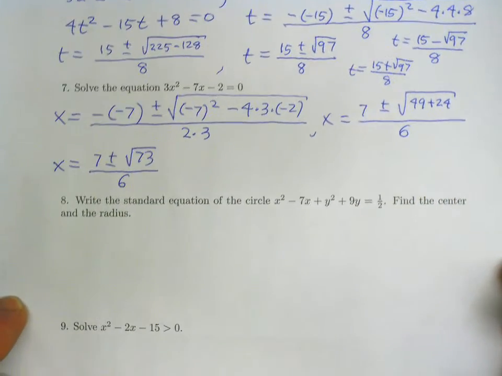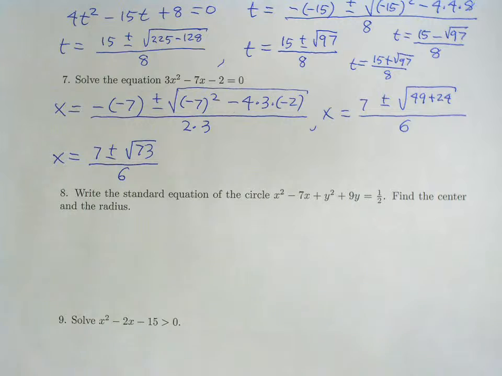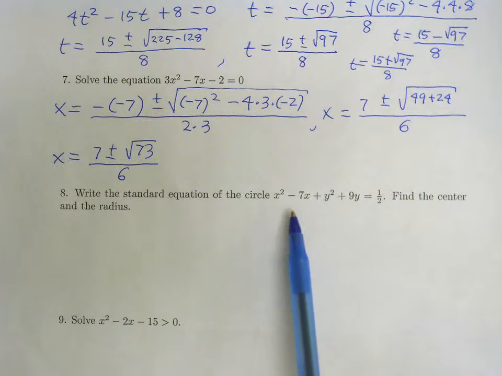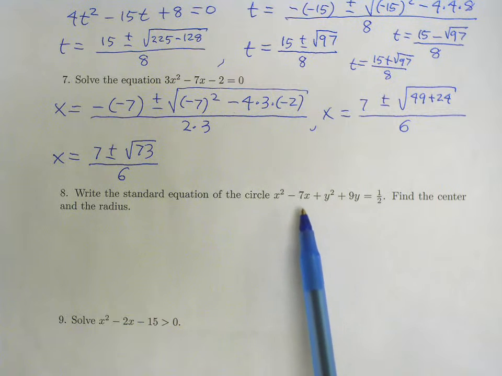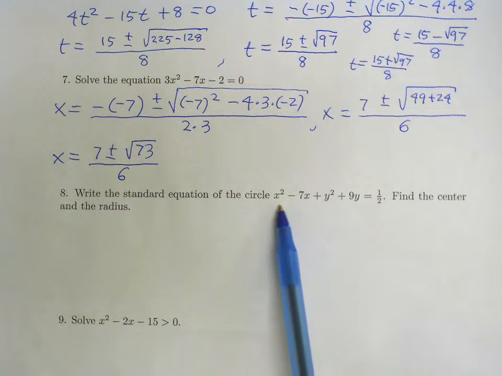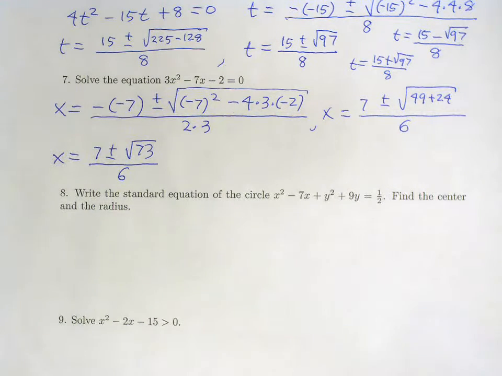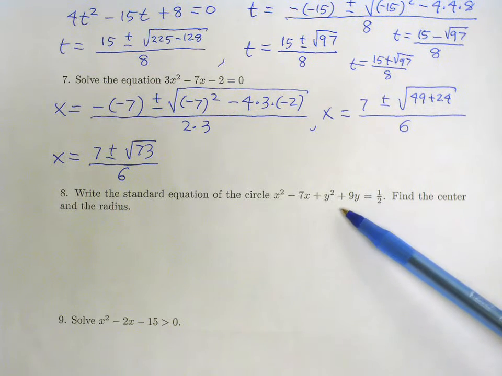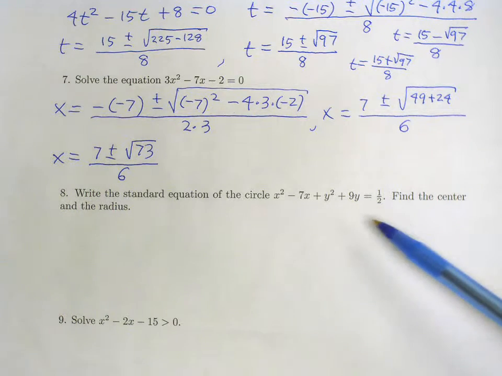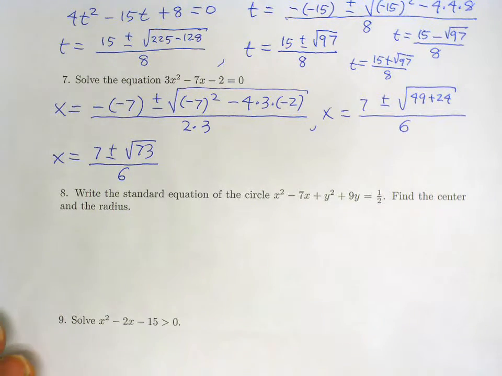In problem 8, write the standard equation of the circle x squared minus 7x plus y squared plus 9y equals 1/2. Find the center and radius. Okay, so we're going to add two numbers to both sides of that equation. One of the numbers will add to x squared minus 7x so that we get a perfect square trinomial. And then the second number, we're going to add that to y squared plus 9y to make that a perfect square trinomial.